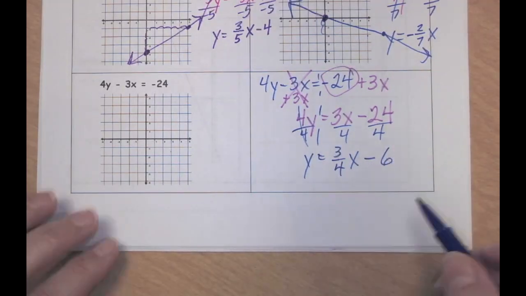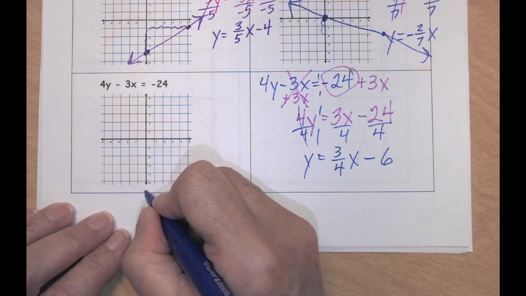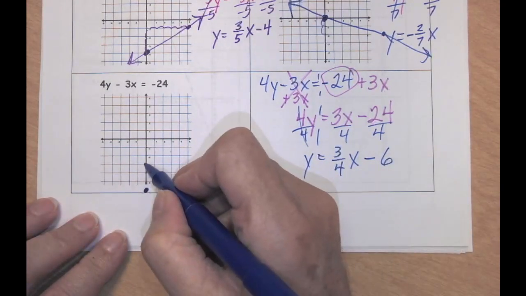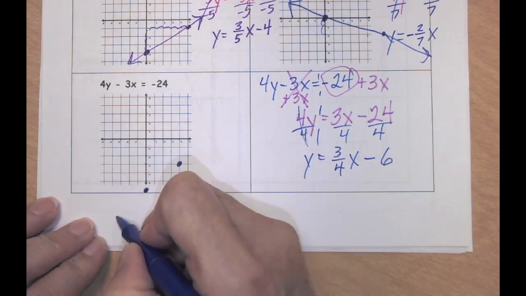Once again, I'm going to run off my graph because I didn't give you a big enough graph. Start at negative 6. 1, 2, 3. Rise 3. Run 4.